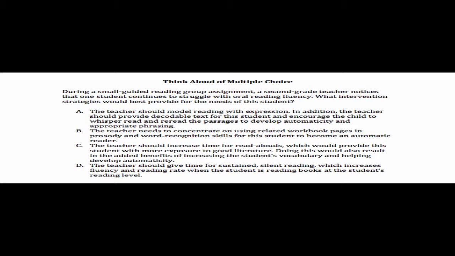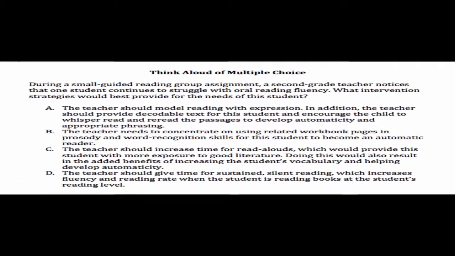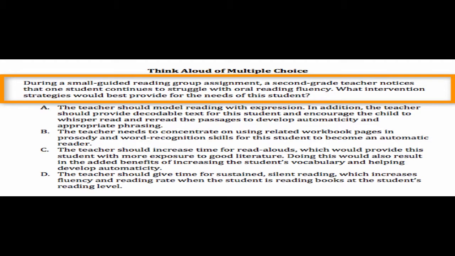So first what I do is I read the question in its entirety, and then I'm going to revisit the question to highlight keywords or phrases that provide context for the question. So this question says, during a small guided reading group assignment, a second grade teacher notices that one student continues to struggle with oral reading fluency. What intervention strategies would best provide for the needs of this student?